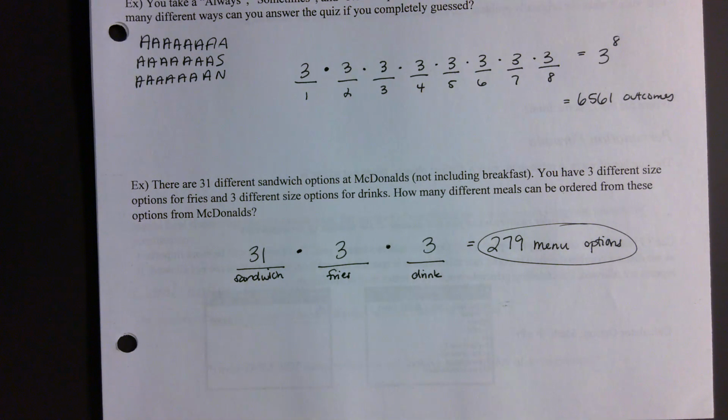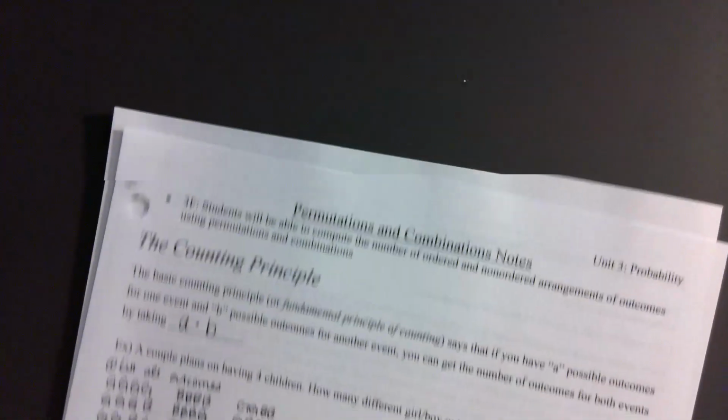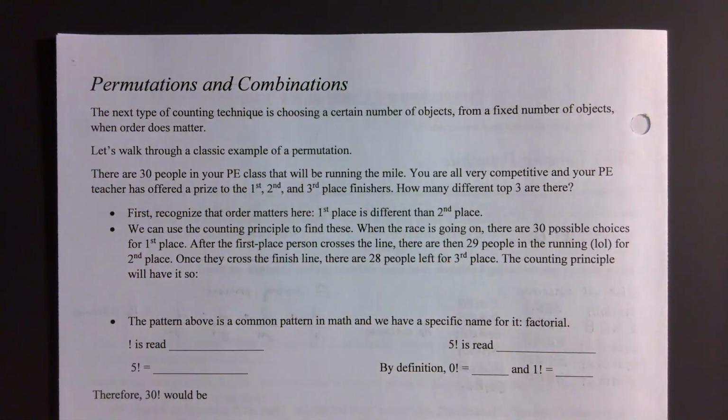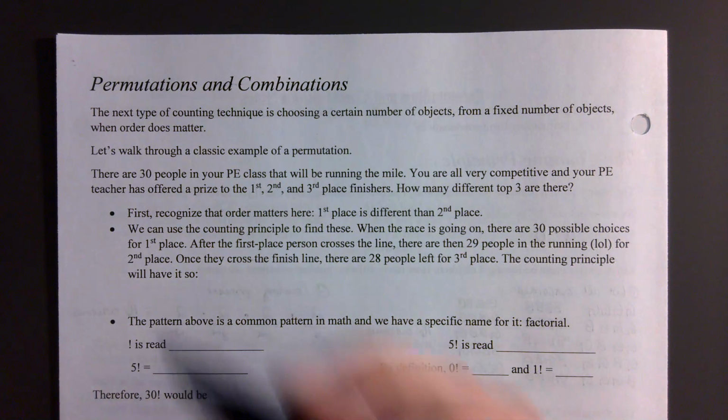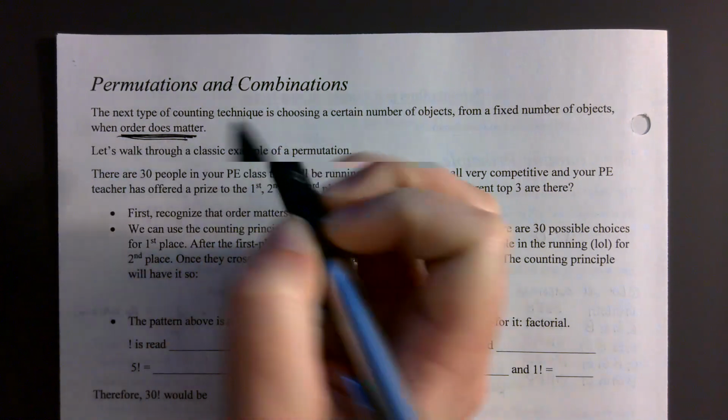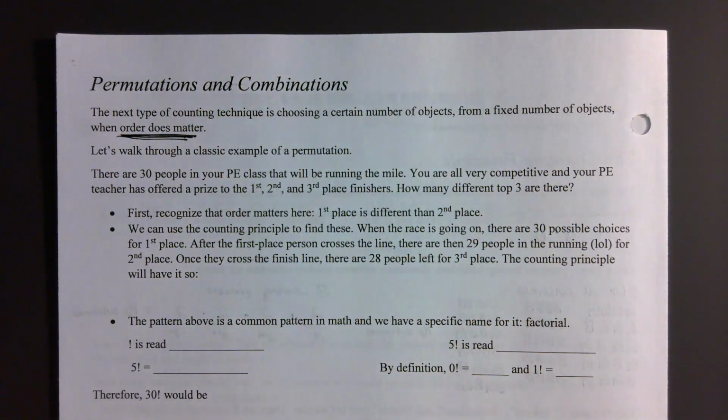And that is the counting principle. Now, we can actually utilize the counting principle when we're taking a look at permutations and combinations, which is what we're going to do next. So, the next type of counting technique that we're going to use is when we choose a certain number of objects from a fixed number of objects, and order matters. So, the order would matter in what we would be taking a look at.